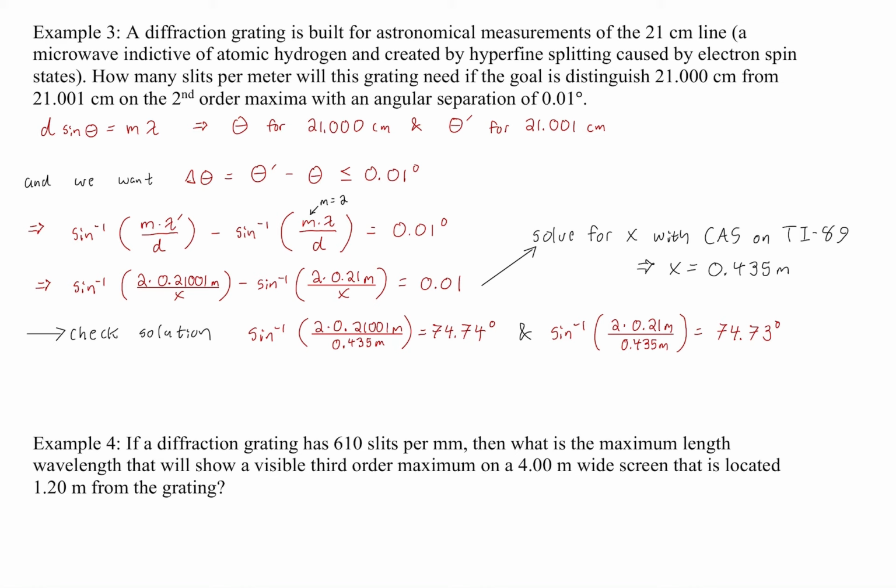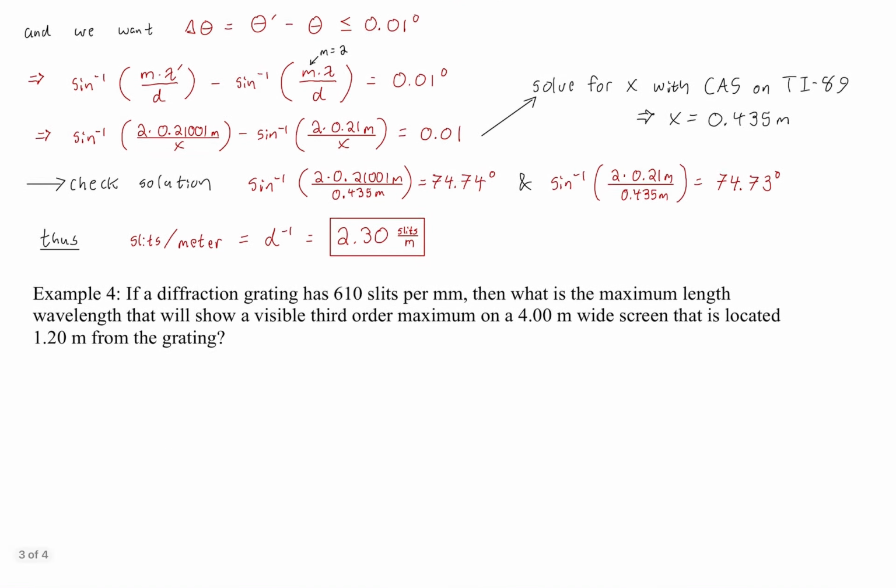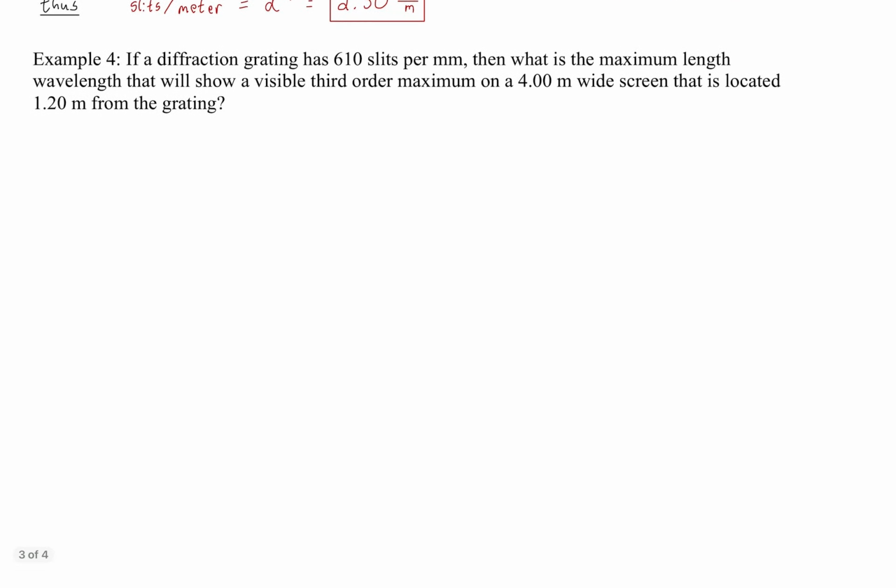So then we can go ahead and say, okay, if that's the case, then we're almost done because that x value is d, all right? So then we just take d inverse, right? Literally just take the reciprocal, and we get 2.3 slits per meter, okay? And that's a lot, right? That's 2.3 slits per meter, what, they're 50 centimeters apart? Again, microwaves, okay? It's not for visible light.